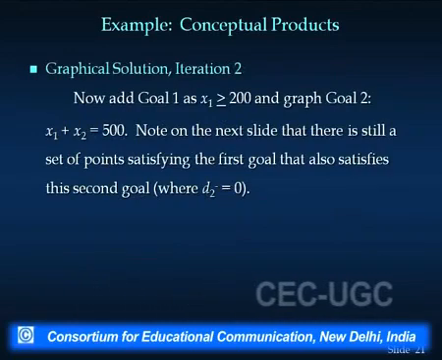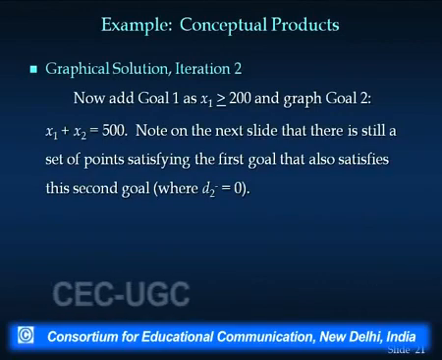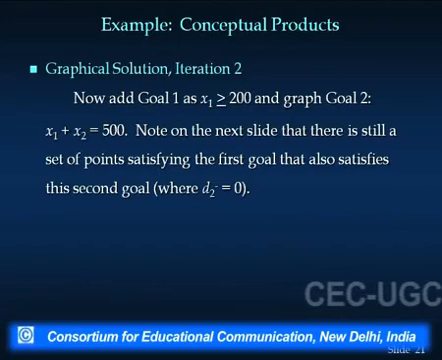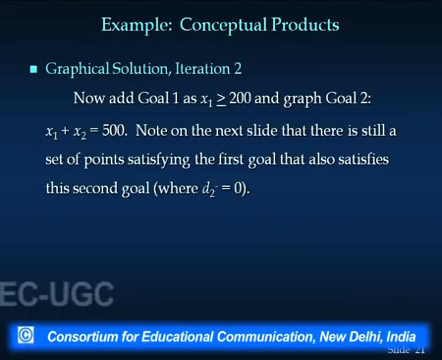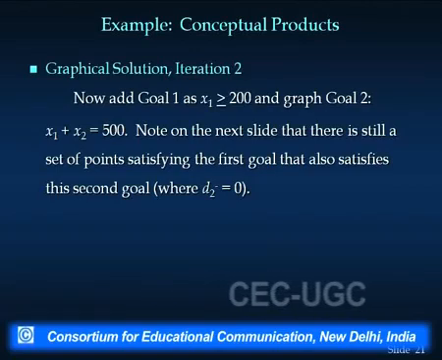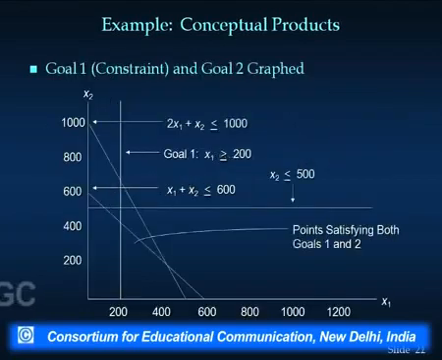Now add goal 1 as x1 greater than 200 and graph goal 2, x1 plus x2 equal to 500. This is our second goal. Note on the next slide that there is still a set of points satisfying the first goal that also satisfies the second goal. D2 minus is 0. Let us see on the graph.